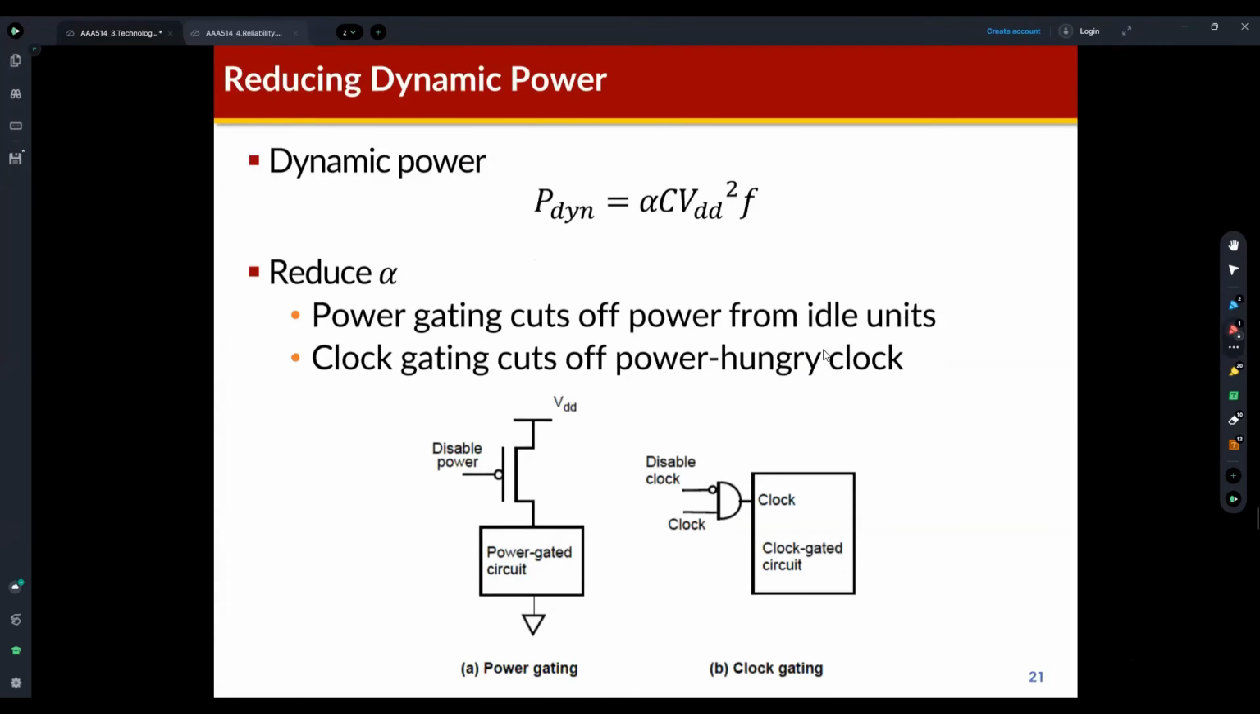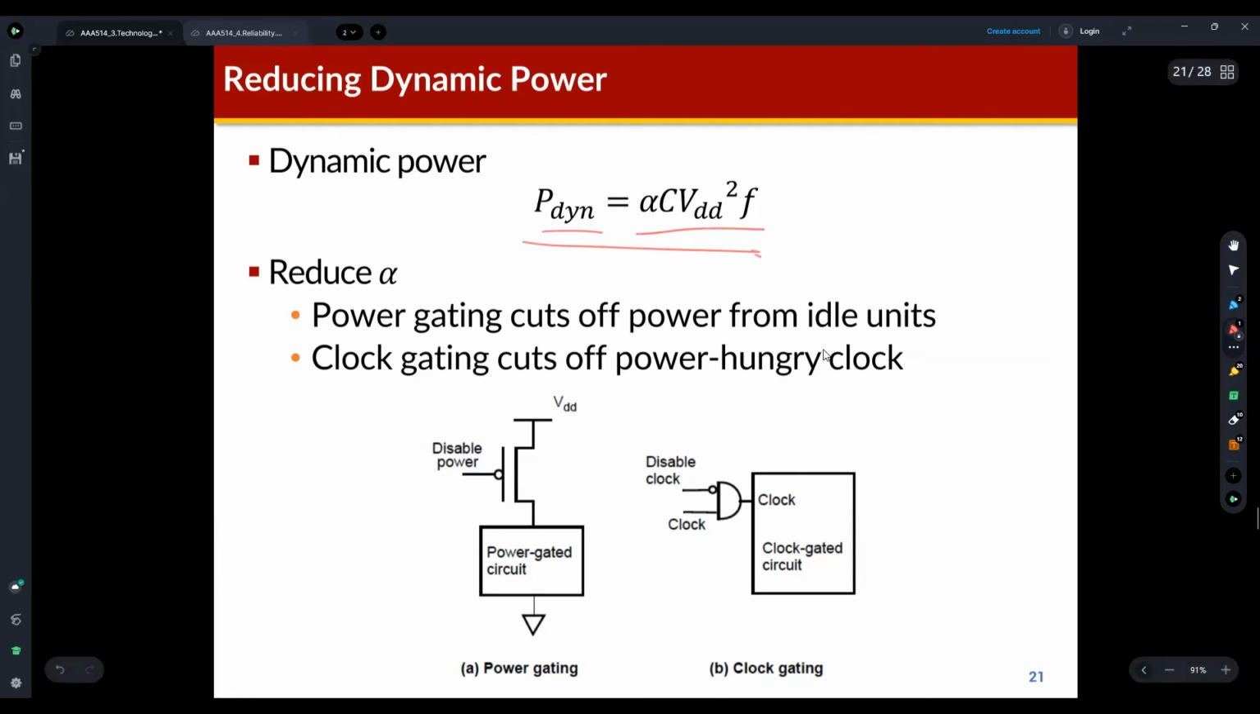Then, how can you reduce the dynamic power? If power is a very critical issue in the computer system, then we need to work hard to reduce the power consumption of the processor. So let's just focus on this dynamic power equation. How can we reduce the dynamic power? It's simple actually.